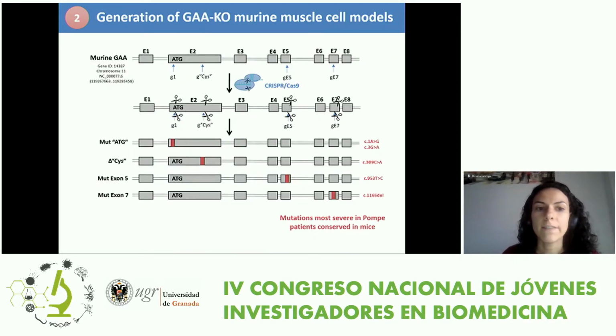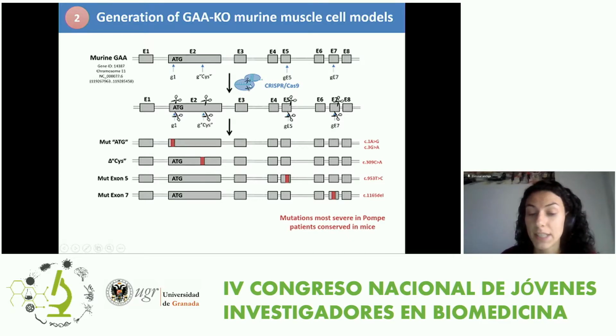The second objective is the generation of murine muscle cell models, knockout cells. For this aim, we use Sol8 cells, which are skeletal muscle cells, as a model. And for this aim, we look for the most severe mutations in Pompe patients, and we check that they are conserved in the mouse sequence.